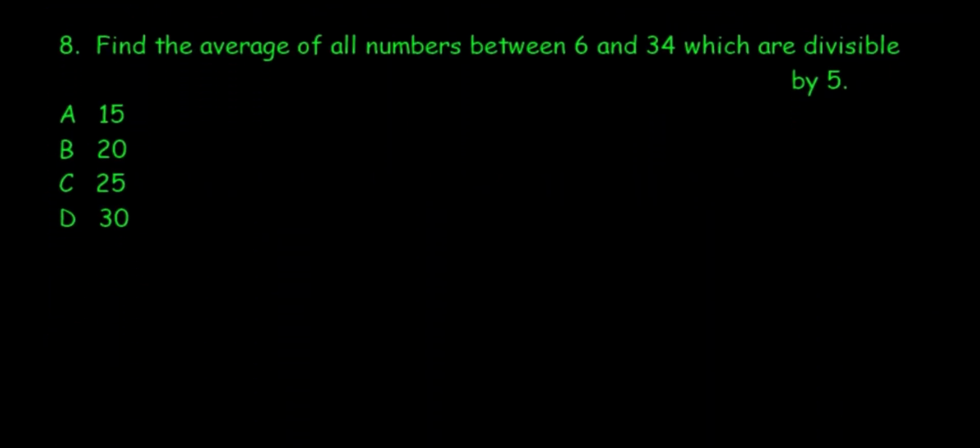Question number 8. Find the average of all numbers between 6 and 35, which are divisible by 5. So they're looking for the table of 5 in between 6 and 34. So we can start with 10. 5 doesn't count because it's less than that. 10, 15, 20, 25, 30. 35 doesn't count because we're stopping at 34.